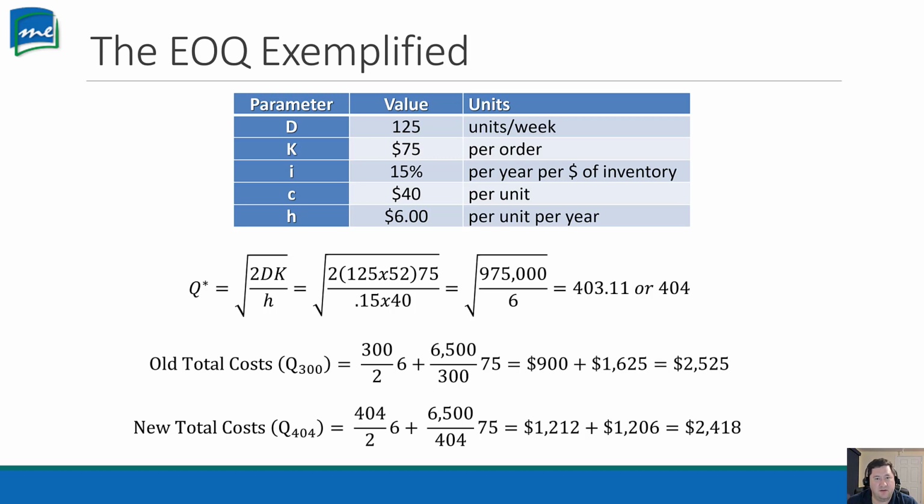$2,525 when we ordered 300 units at a time. Now, when we did the economic order quantity and came up with 404, when you do the math, it comes to $2,418. So there's a difference there. So when we ordered more, we actually saved money.